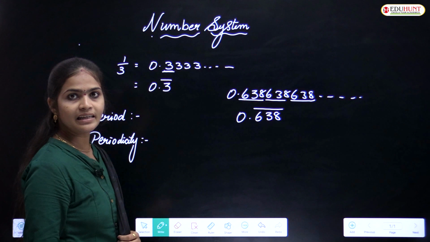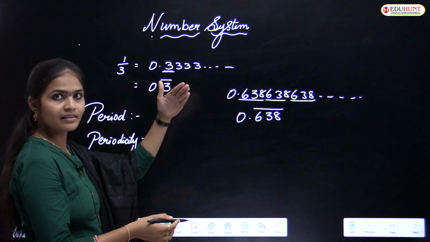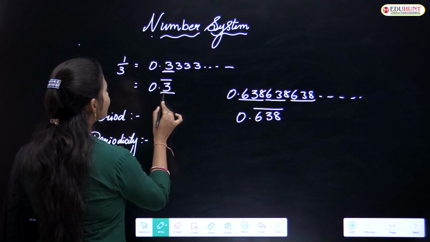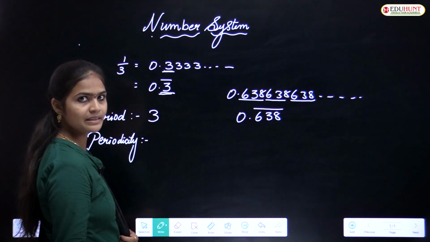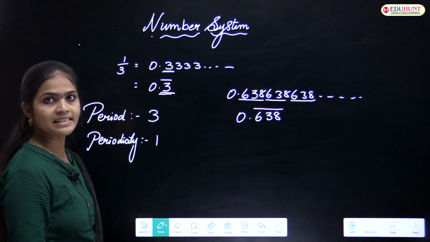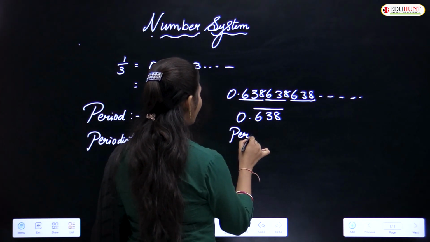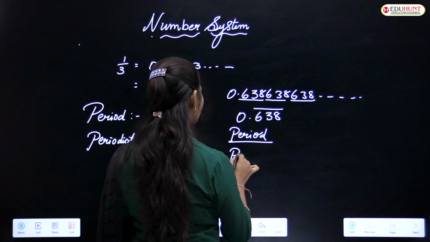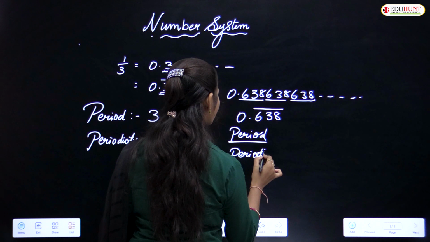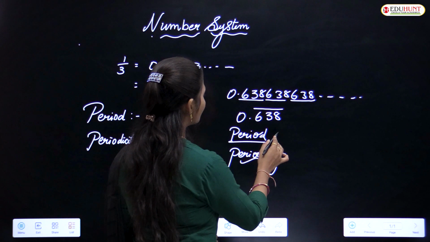Just observe here. In 0.3 bar, what is the period? Period means under that bar symbol, which number is there. So here 3 is under the bar, so the period is 3. And coming to periodicity, how many digits are in repetition? Only 1 digit. Now come to this next number, with its period and periodicity.